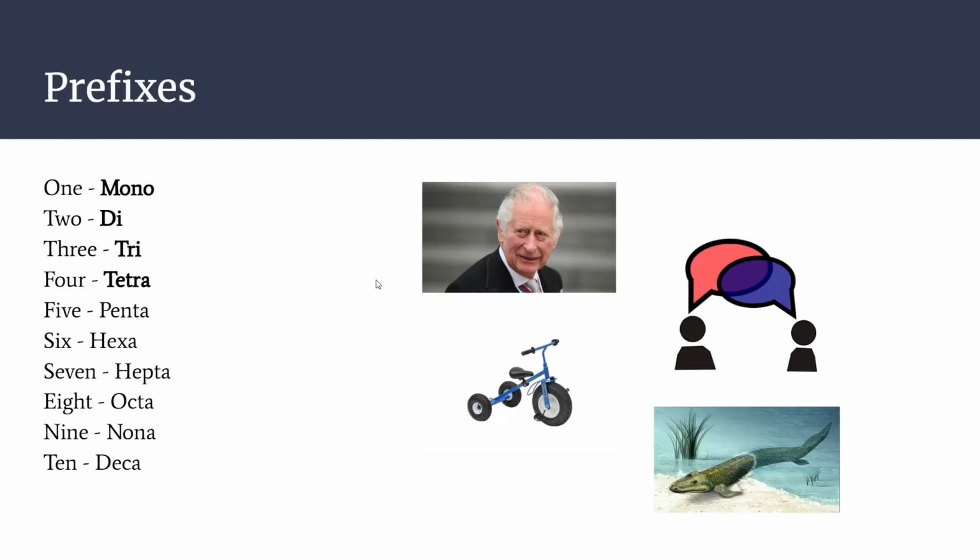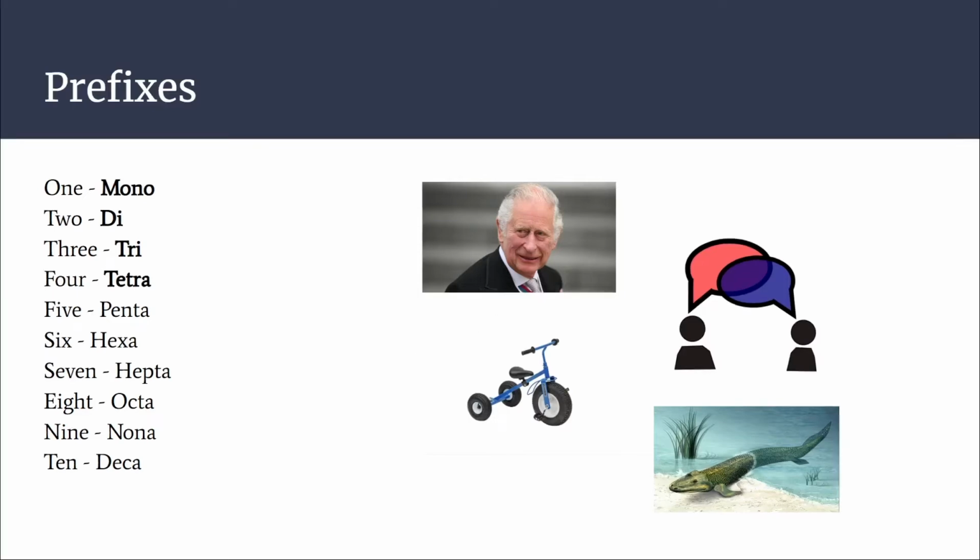Here are some examples. Tetra, as in tetrapod, the superclass consisting of all four-legged animals, from birds to dinosaurs to mammals. Tri, as in tricycle. I'm sure you can figure that one out on your own. Di, as in dialogue, a conversation between two people. And as of a few hours ago, monarch, as in King Charles III.